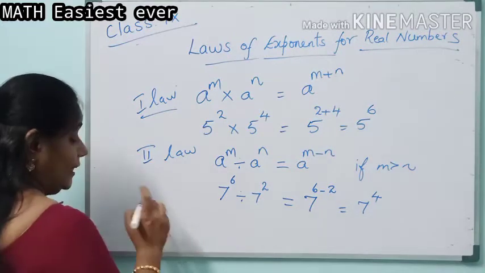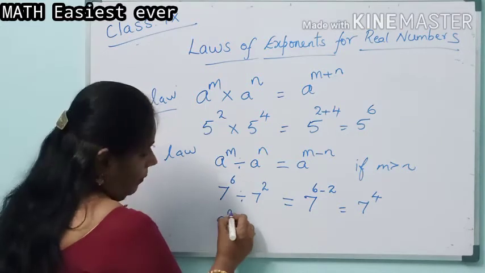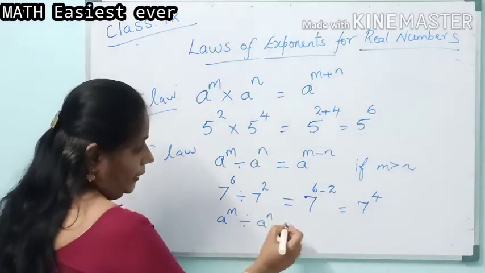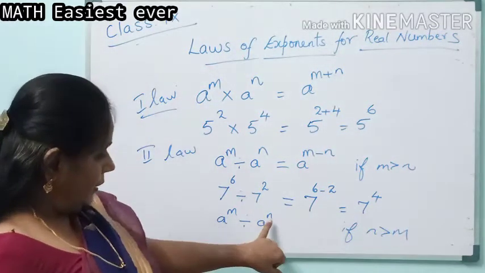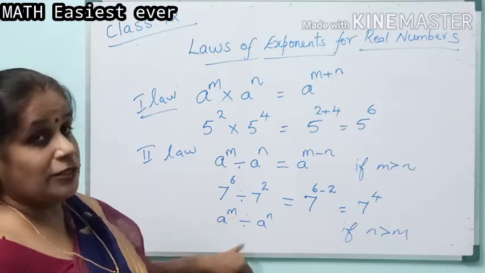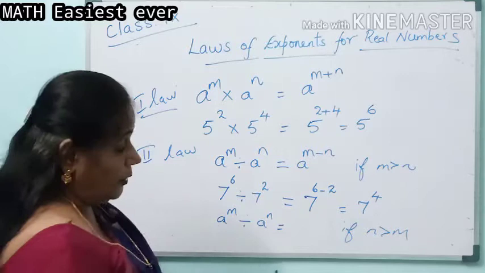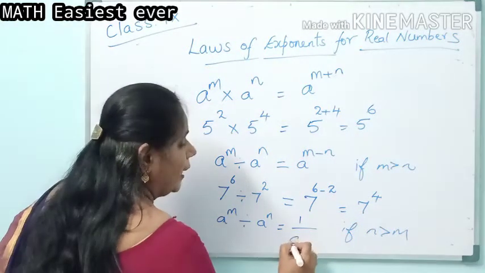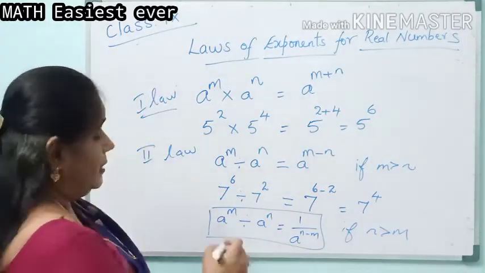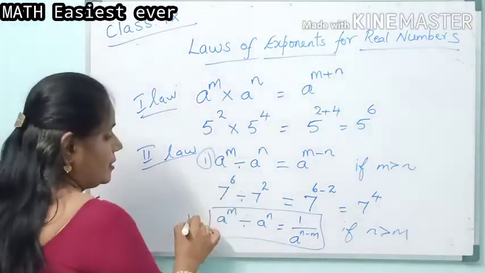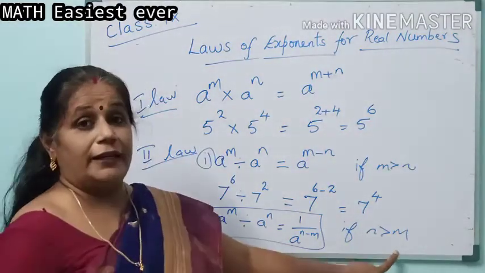Then in the second law itself, you have one more part. In that case, a raised to m divided by a raised to n, if n is greater than m. Where n is greater than m, you have another law. Your answer, a raised to m divided by a raised to n, will be 1 by a raised to n minus m. This is your second law, first part. This is your second law, second part, that is n greater than m.